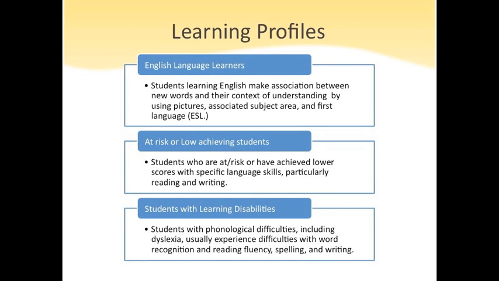While this learning strategy can benefit all learners, there are some specific learning profiles to keep in mind. Students learning English make associations between new words and their context of understanding by using pictures, associated subject areas, and their first language. Students who are at risk or have achieved lower scores with specific language skills, particularly reading and writing. Students with phonological difficulties, including dyslexia, usually experience difficulties with word recognition, reading fluency, spelling, and writing.